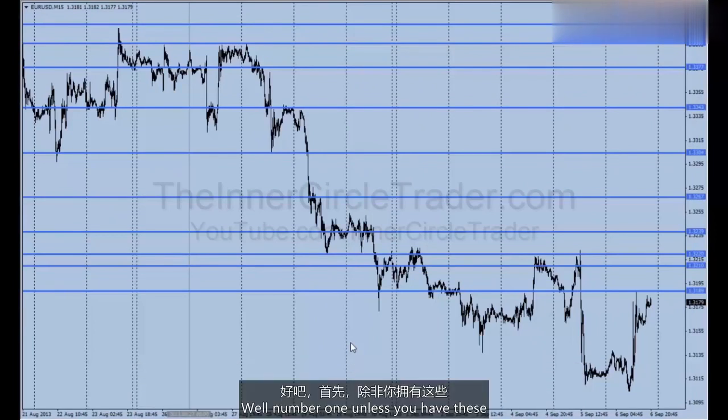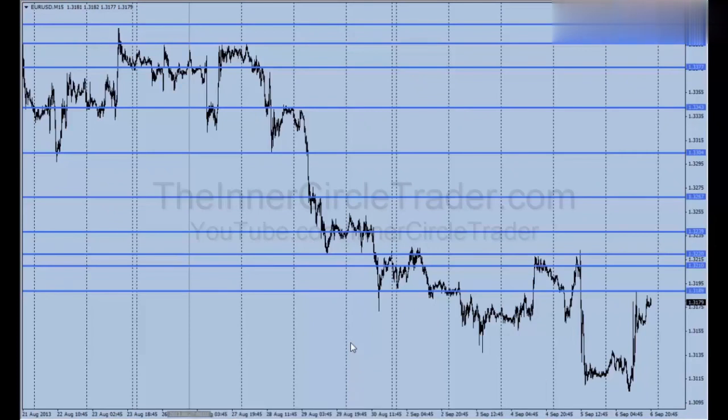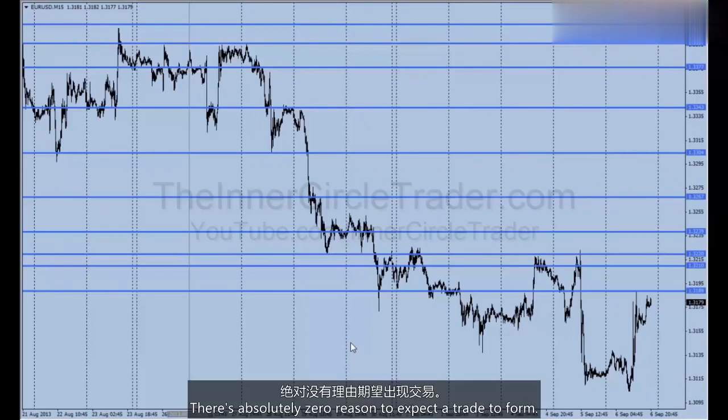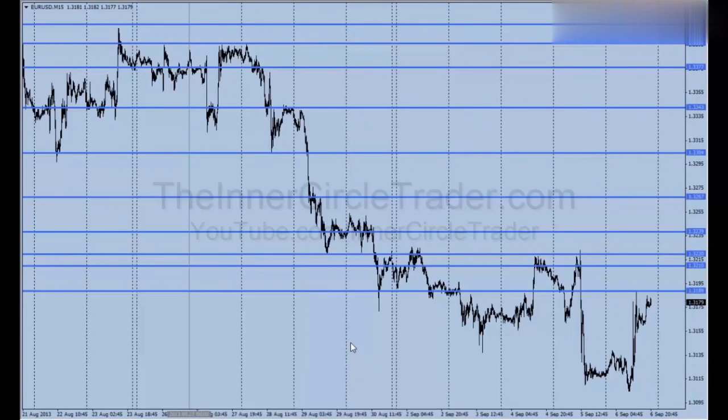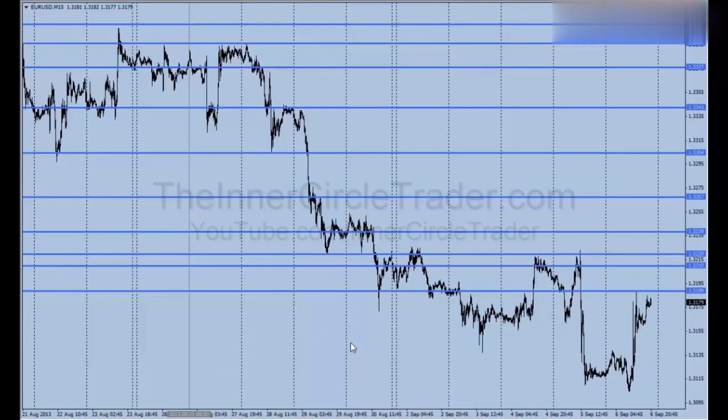Okay, well, number one, unless you have these types of price points, or support and resistance levels, on a higher time frame, there's absolutely zero reason to expect a trade to form. Okay, again, here's one of those notepad moments. Write this down and underline it several times.